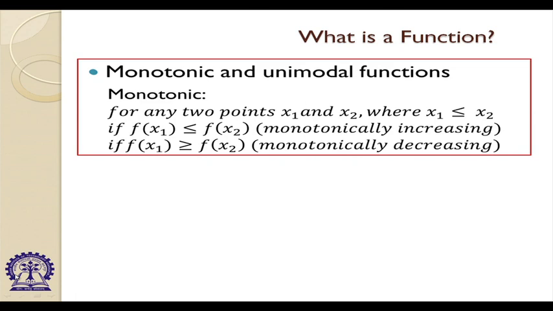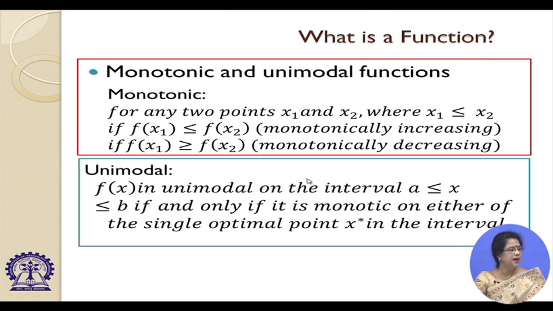Now, this is monotonicity. As you know, a function f is monotonically increasing if I consider two points x1 and x2, with x1 lower than x2 on the real line, and f(x1) is less than or equal to f(x2). Then we can say the function is monotonically increasing. In the other case, x1 is less than x2, but f(x1) is greater than or equal to f(x2), then the function is monotonically decreasing.